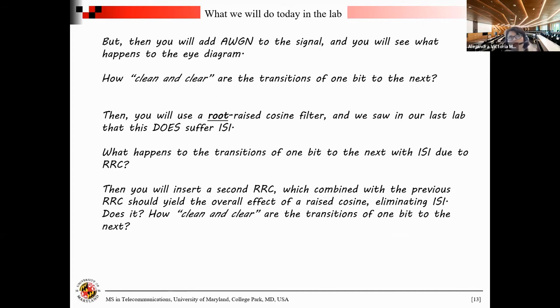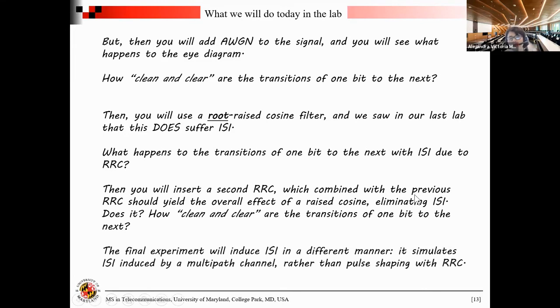I didn't want to use the GRC root raised cosine because it has additional processing that I didn't want to use. I just wanted to use a plain ordinary convolution with a root raised cosine. So when you combine the two root raised cosines, the overall effect should be a raised cosine, thereby eliminating the ISI again. My question is, does it happen? How clean and clear are the transitions?